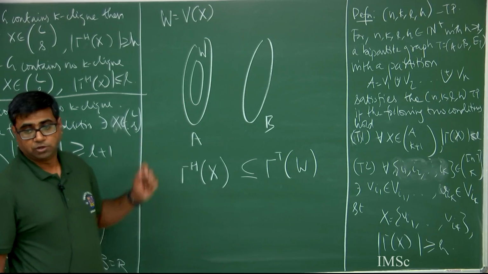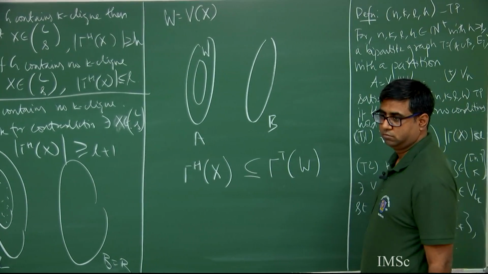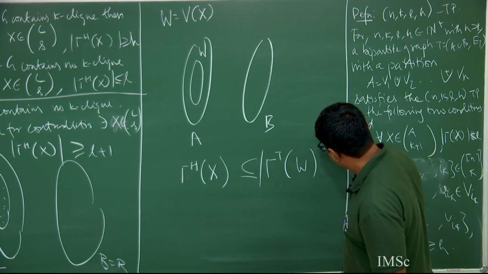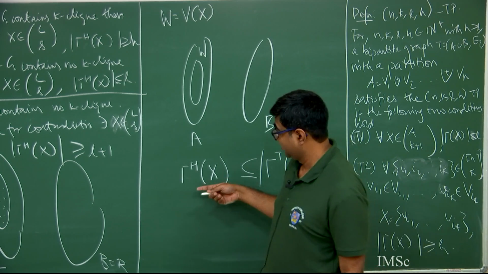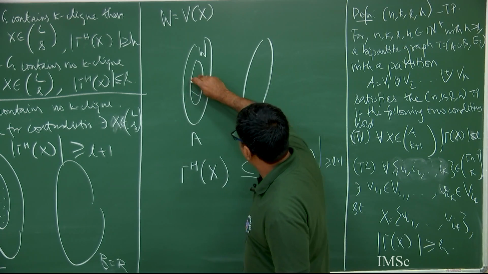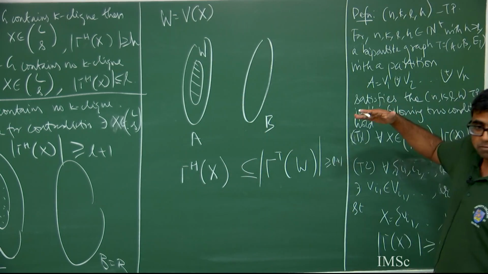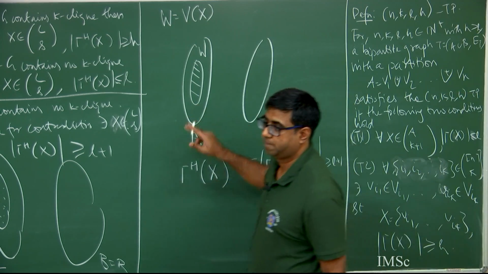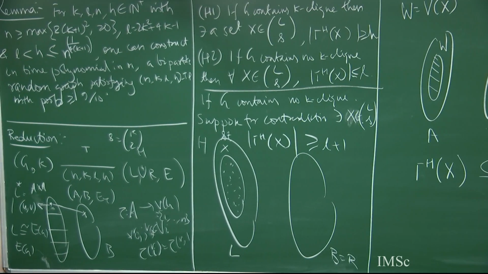Now what can you say about W? So what is the size of the neighborhood of W? This number is at least L plus 1, because this size by my definition is greater than or equal to L plus 1. Now, what is the size of W then? It's a threshold graph. If I have neighbors more than L plus 1, what is my size? Its size is upper bounded by K.